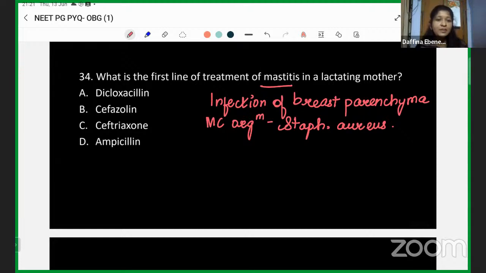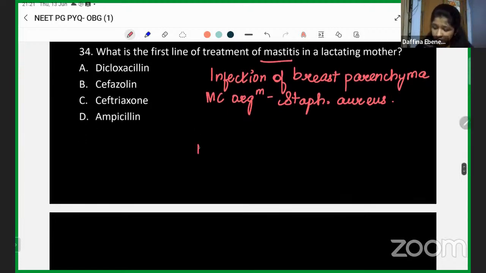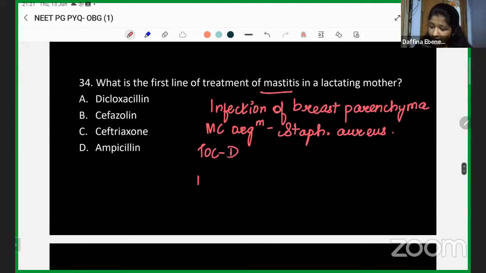What is the first line treatment of choice for mastitis? The treatment of choice will be dicloxacillin.